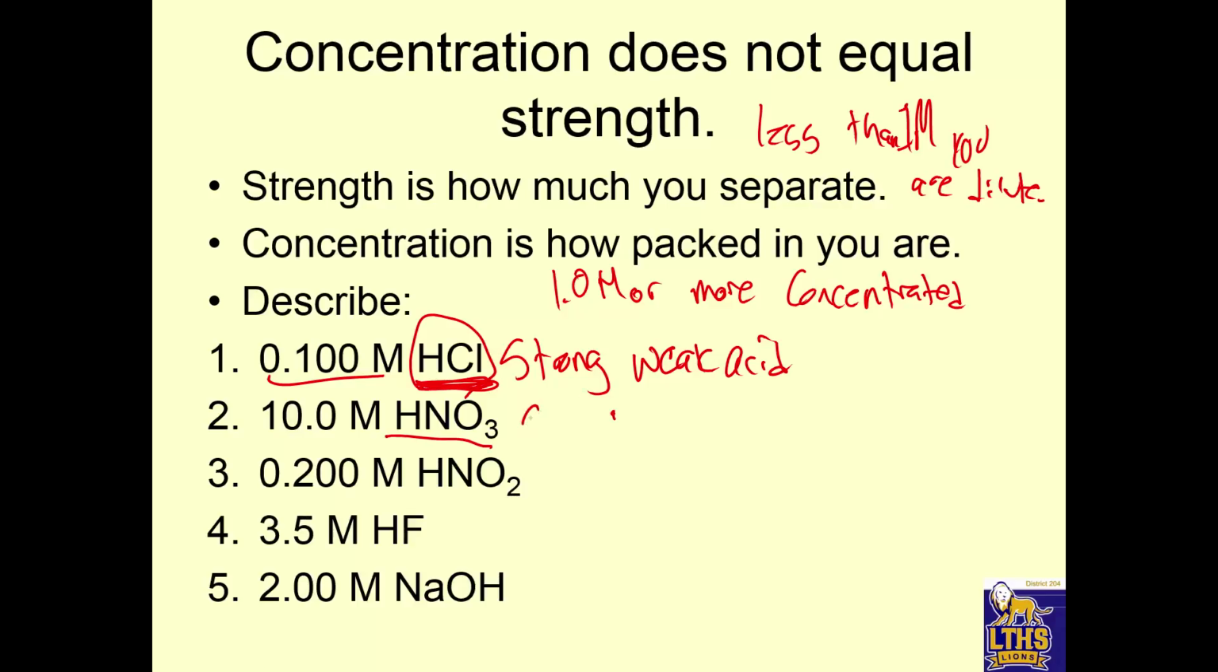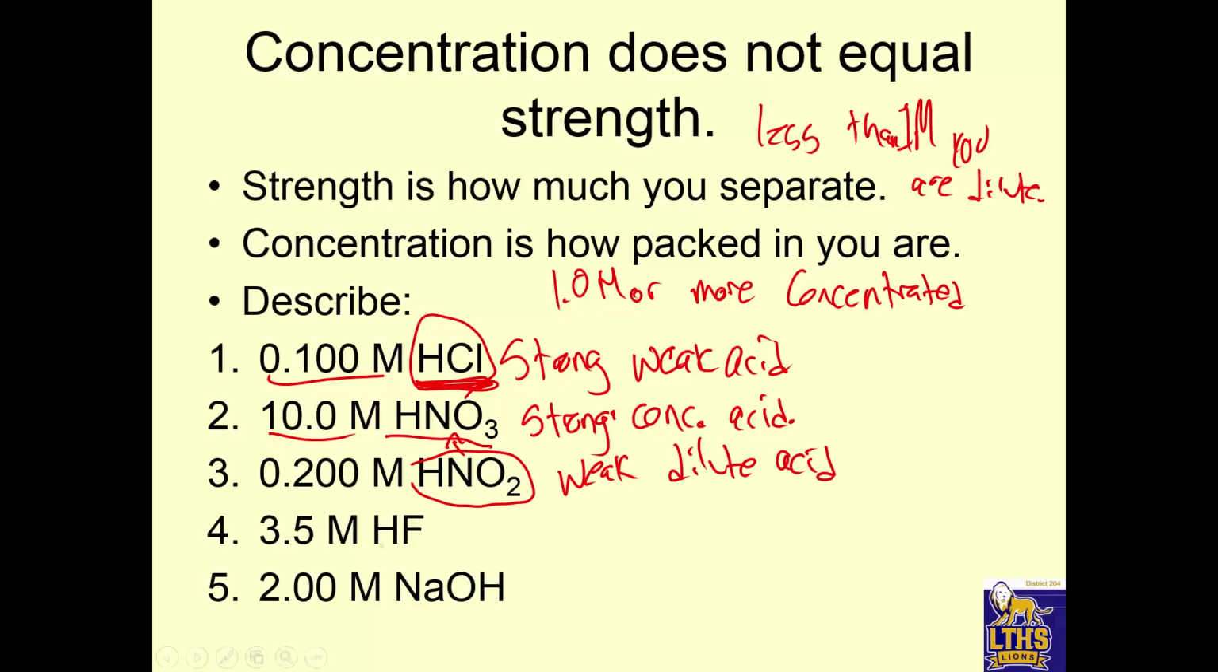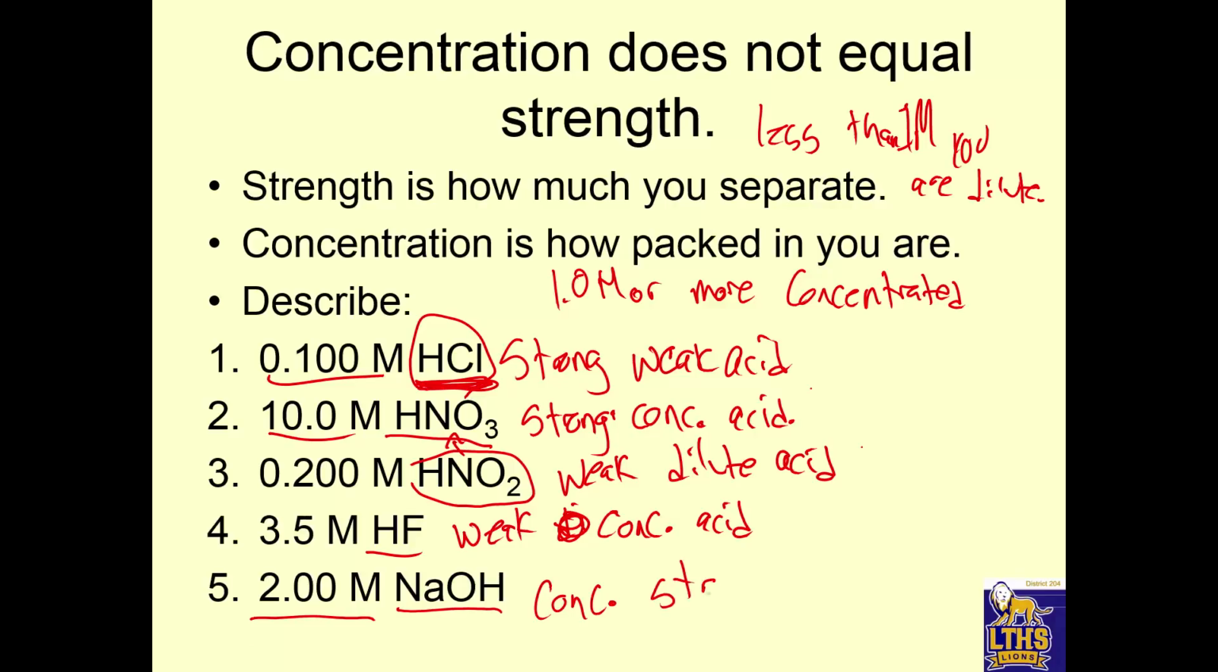This acid is on our list. It is a strong, look, it's more than 1, concentrated acid. HNO2 is not HNO3, so it is a weak, dilute acid. Not on our list, but still an acid. Weak, concentrated acid. Here's a base, and it's going to be concentrated. And it is a strong base because Na is in group 1.